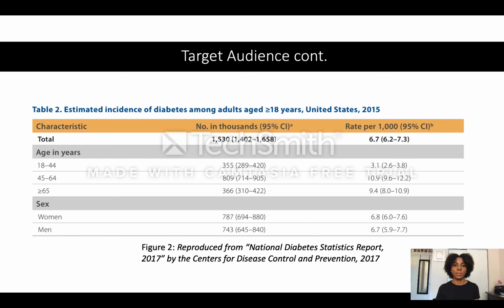This is a table of the estimated incidence of diabetes among adults in the United States from 2015. And here you can obviously see that there is a huge difference in the number of people who have this disease based on the age groups. 18 through 44 have 355, and 45 through 64 have 809, and people who are older than 65 have 366. So I chose this population because this is the population with the highest estimated incidence of diabetes. So I definitely want to target this population.